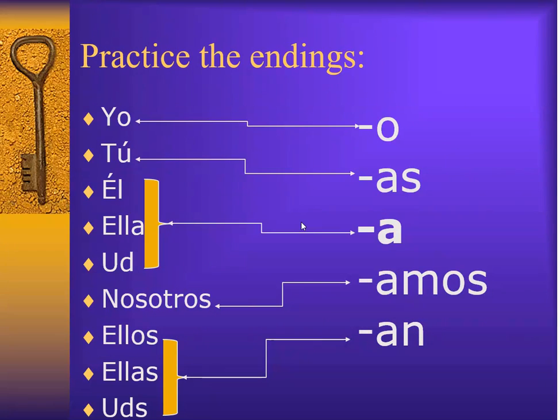Okay, so let's try to memorize the endings. So for yo is o, for tú is as, él, ella, usted, a, nosotros, amos, ellos, ellas, ustedes, an. So if you know how to match them, all you have to do is to memorize o, as, a, amos, an. And then after you memorize it, make sure you know how to match them. So you go, o, when do I use o? Just for yo. As, just for tú. A, I have three options, él, ella, usted. Amos, nosotros o nosotras. An, ellos, ellas o ustedes.